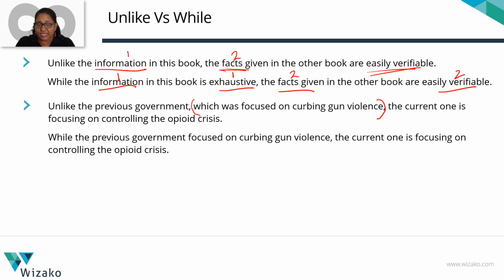Apart from the comparison based on whether they are controlling the opioid crisis or not, we are giving one other additional information. The previous government was focused on curbing gun violence. That has nothing to do with the intent of the sentence. That has nothing to do with the comparison that you're trying to implement in the sentence. It is just an add-on information. You should not treat it as part of the base sentence. So the meaning of this sentence would be that you're comparing 2 governments on the basis of what? On the basis of the efforts that are being taken to control the drug crisis.